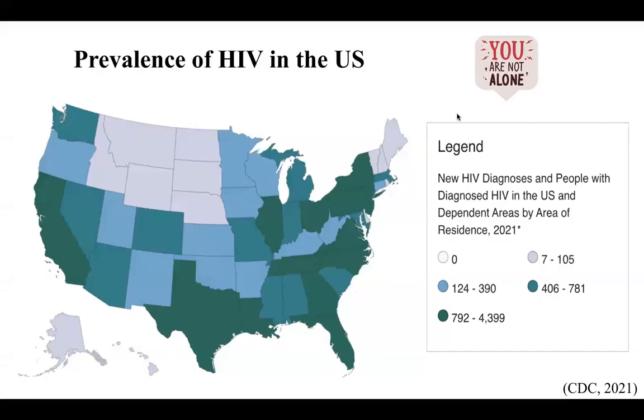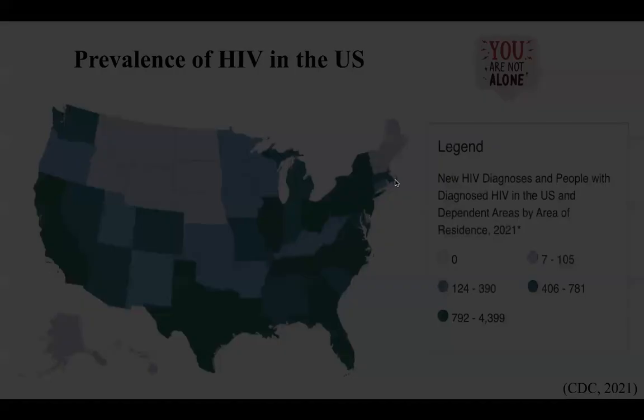This next map shows the prevalence of HIV around the US. As we can see on the map, it's most prevalent in states including Texas, California, Florida, and many others, with a diagnosis around 792 up to 4,399. We can see that it is very low in states around Idaho and South Dakota and in states near Maine, with diagnosis around 7 to 105. And for Nevada, we are second to highest with diagnosis around 406 and 781.